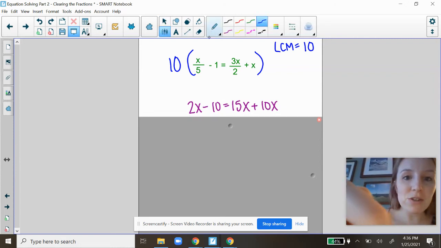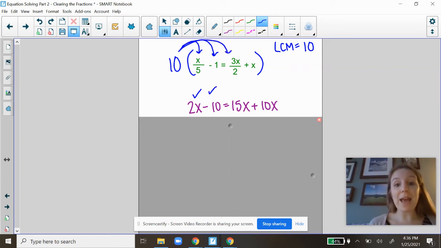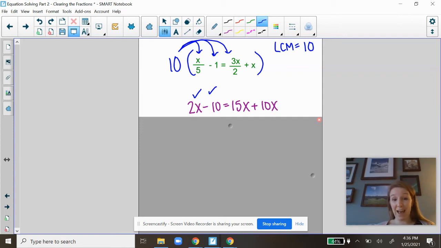So when I distribute, what is 1/5 of 10? That's going to get me to 2x. I'm going to distribute the 10 even to those integer whole numbers. I'm going to get negative 10. When I distribute here, 3/2 of, so what's 1/2 of 10 is going to get me to that 15x. And when I distribute the 10 to the x, it gets me to 10x.